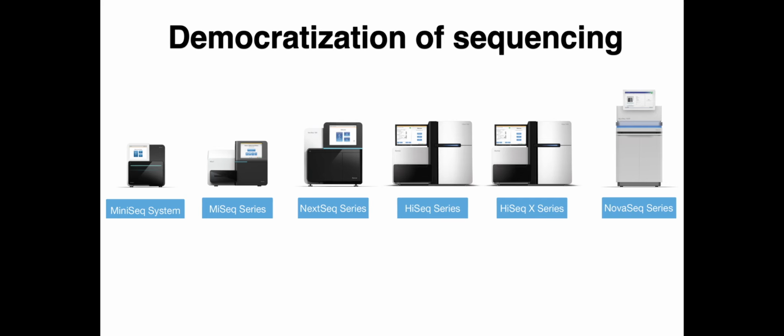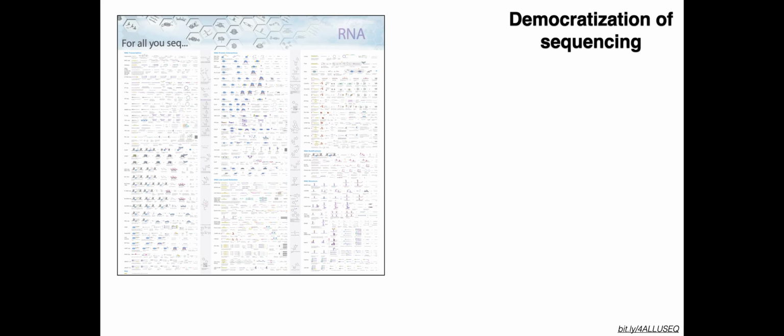So the bottom line is, because of this range of options for sequencers, there's been a real democratization of sequencing, meaning sequencing is not just under the ownership of large core facilities that have things like the NovaSeq, but rather relatively small labs can have small sequencers and be generating lots and lots of data.